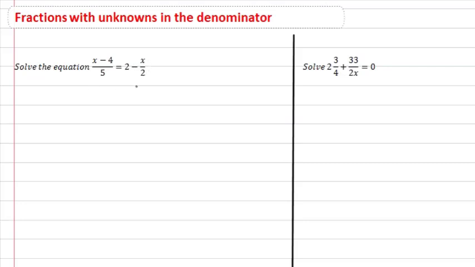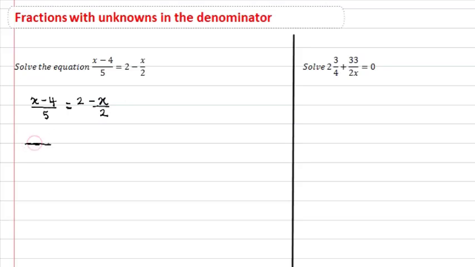There are mainly two ways we can take this approach. We can either do the LCM of everything or cross multiply. It depends on the approach you want to use to solve this. So let's solve this problem now. Here we are given that (x minus 4) over 5 equals (2 minus x) over 2. Personally, I choose to use LCM to solve this.